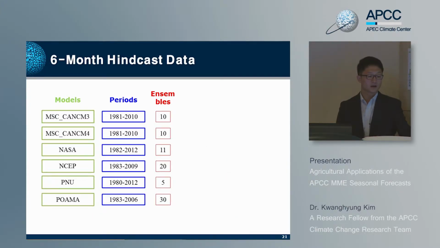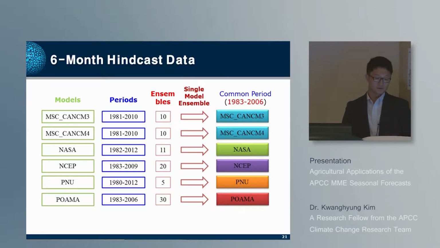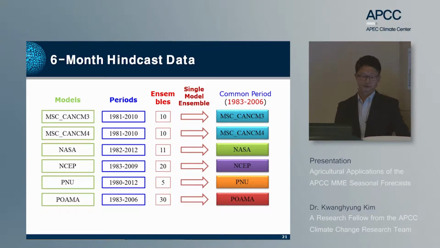This slide shows the hindcast period of each seasonal forecast model and the ensemble numbers for each individual model. The common period of the six models ranged from 1983 to 2006. So we took this common period for our analysis. There are different ensemble numbers for each model, as you can see here. So we carried out a single model ensemble for this common period.